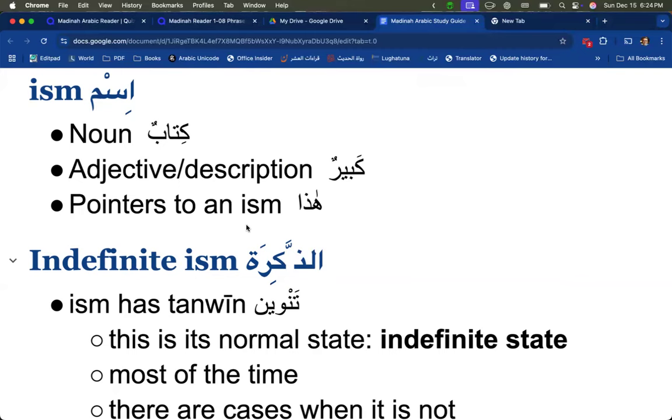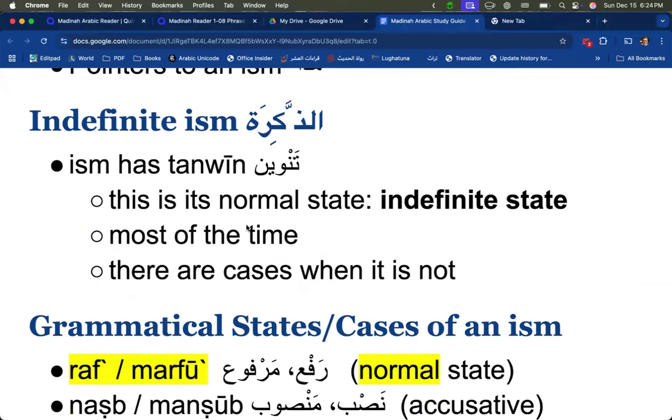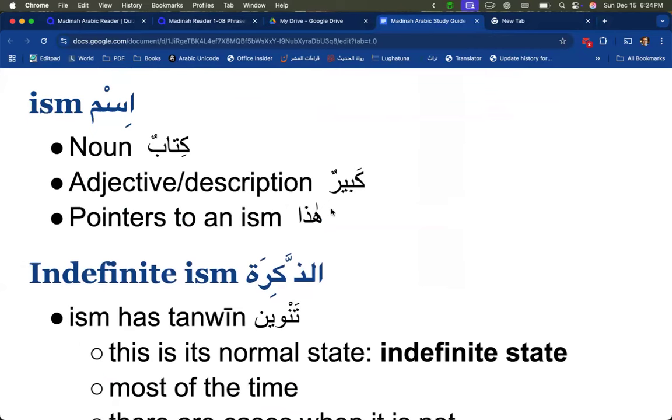Am I going too fast? I kind of have to, because we don't have a lot of time. Yeah, you're getting it. The pointers are ism? Yes, they're ism. They're not harf.